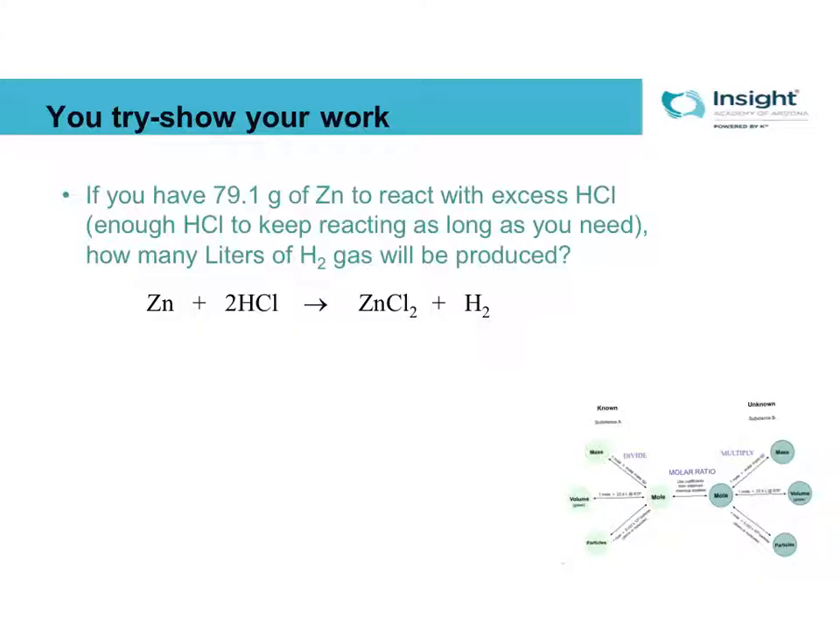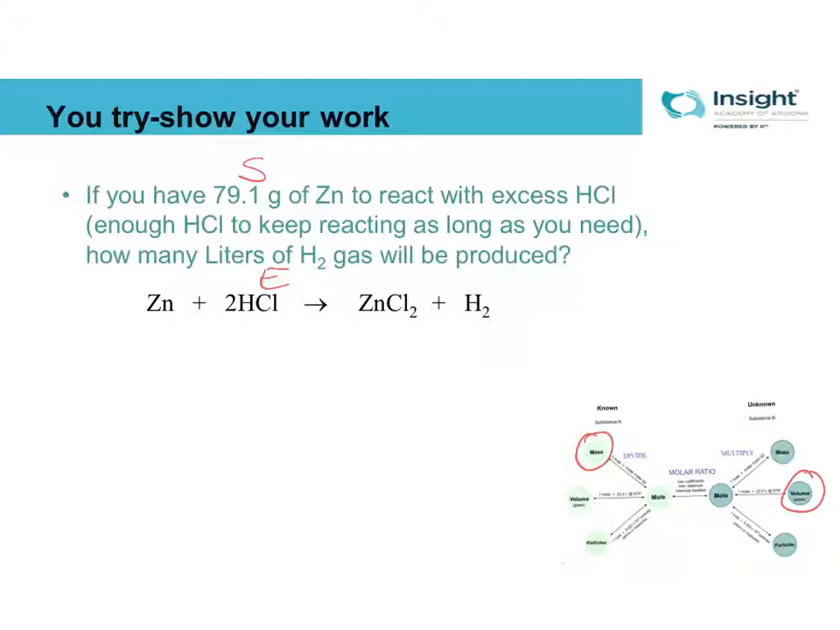Here we have, if you have 71.9 grams of zinc to react with excess hydrochloric acid, reminder, when you see that word excess, that means you have more than enough. How many liters of H2 gas will be produced? So what's our starting point here? Because we have excess hydrochloric acid, our starting point is the zinc. Our ending point is the liters of hydrogen gas. So we're starting at mass and we're going to volume.